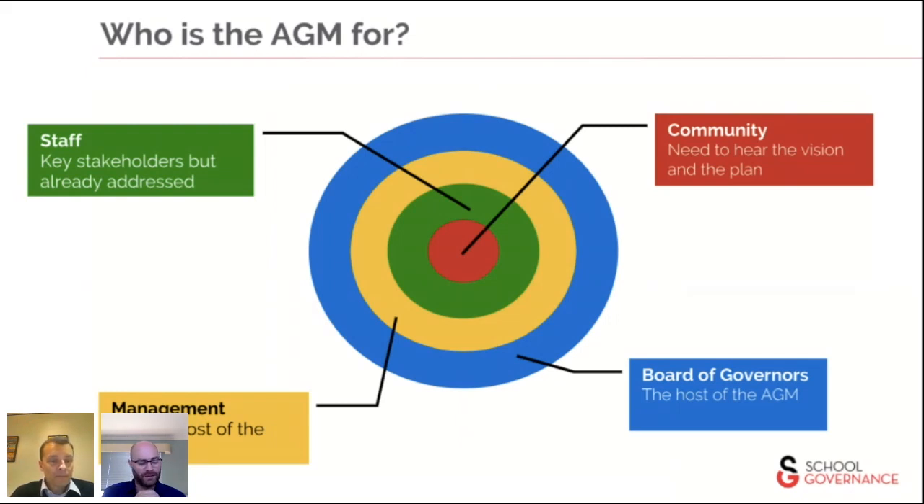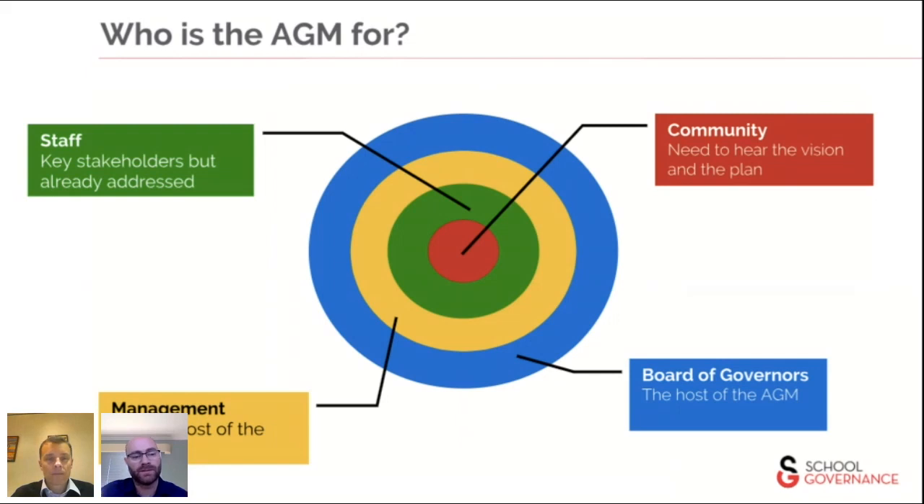That's exactly right. And it leads us to the second key ingredient, which is that secondary core stakeholder, the staff. What you don't want in your AGM is staff coming along who are hearing things for the first time. So the second ingredient of hosting a world-class AGM is to have a practice session with your staff.